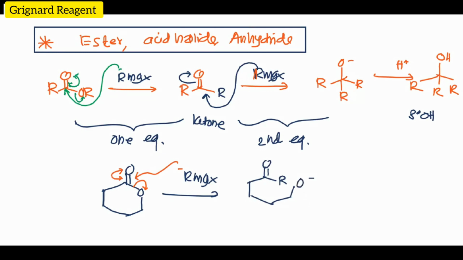Okay, like this. And by protonation, and if we react a further equivalent of RMgX, then that ketone group will also convert into the tertiary alcohol. Now this is R, this is R, and here this will be the OH. So this type of chemistry is there particularly for the lactones. So generally for ester, acid halide and anhydride, the requirement of two Grignard reagent equivalents is there.